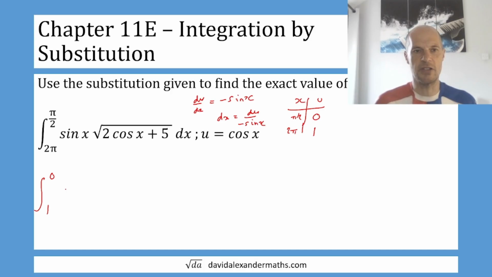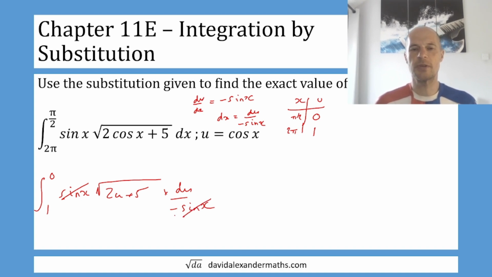So what we've got here is sine x, and the square root of 2 cos x plus 5, and we know that cos x is u, so that is the square root of 2u plus 5, and we are multiplying that by du over minus sine x. So I've got a sine x top and bottom, so that takes care of that at least. There's no substitutions needed there. But what do we do with this minus sign?